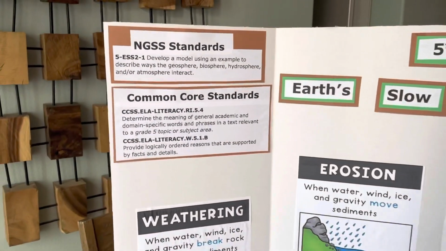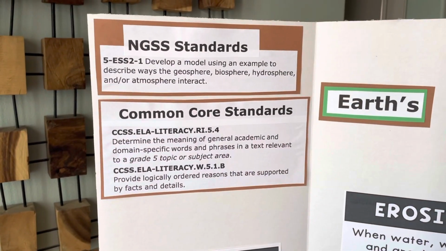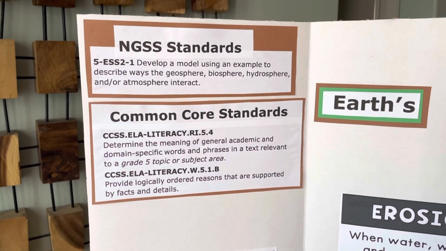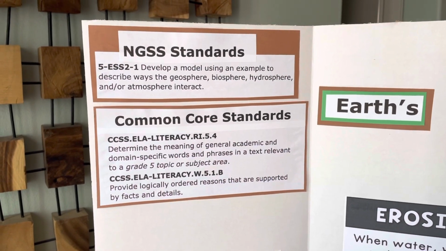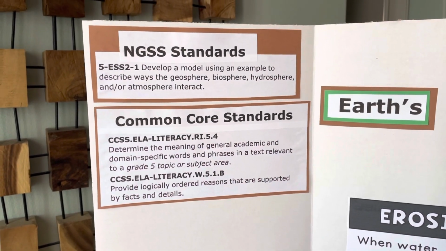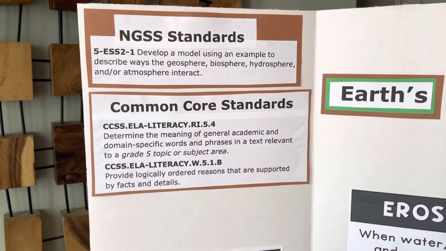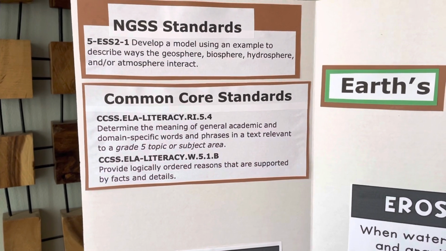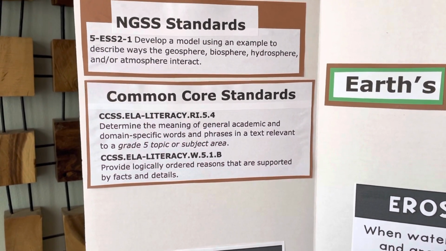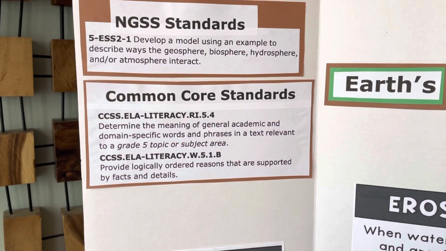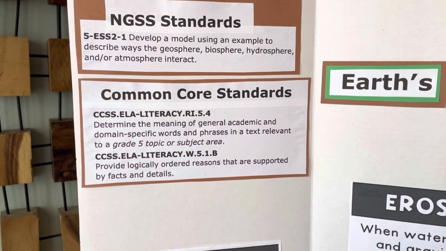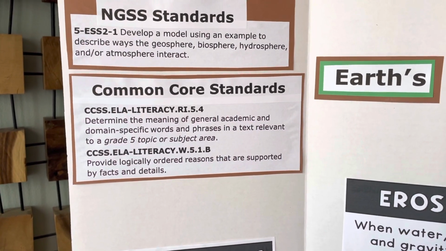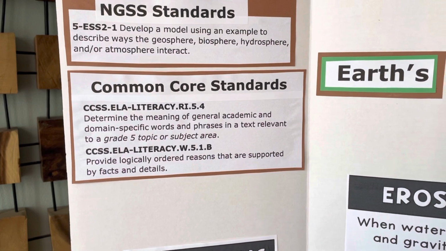The science standards are to develop a model using an example to describe ways the geosphere, biosphere, and hydrosphere and/or atmosphere interact. I combine this with English language arts, so the English language arts standards are to determine the meaning of general academic and domain-specific words and phrases in a text relevant to a grade 5 topic or subject area, as well as to provide logically ordered reasons that are supported by facts and details.